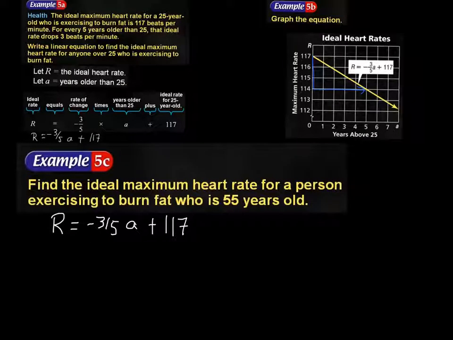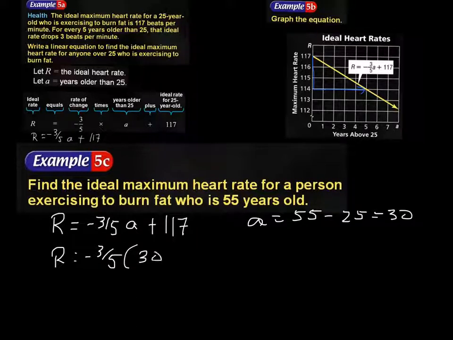And now they want us to use the equation we just made. Find the ideal maximum heart rate for a person exercising to burn fat who's 55 years old. Now we defined A as years older than 25, so for 55, A would equal 55 minus 25, which is 30. So that's what we're going to substitute into our equation. So R equals negative 3/5 times 30 plus 117.